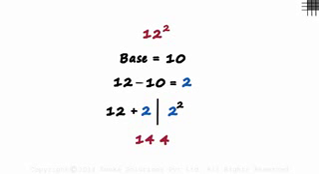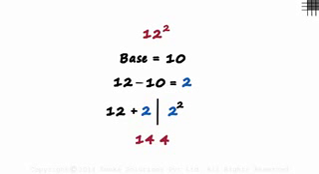Let's review it again. We found the base and then found the difference between the number and the base. After making a partition, on the left we wrote the sum of the number and the difference, and on the right we wrote the square of the difference. And that gave us the answer.